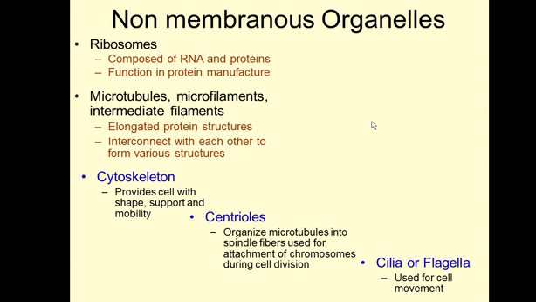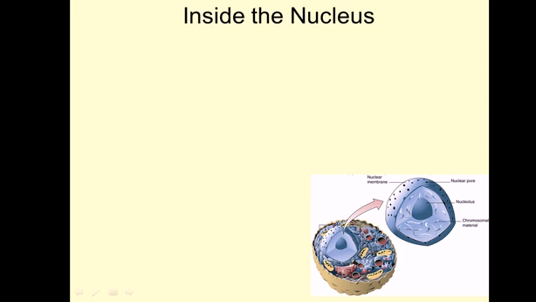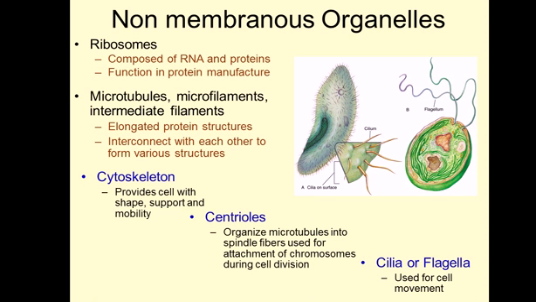Then the last one is cilia and flagella. These are appendages on the surface of the cells. Flagella are the long appendages, cilia are the short appendages, and they are all over the cell of the organism and help in movement. So these were your non-membranous organelles in the cell.